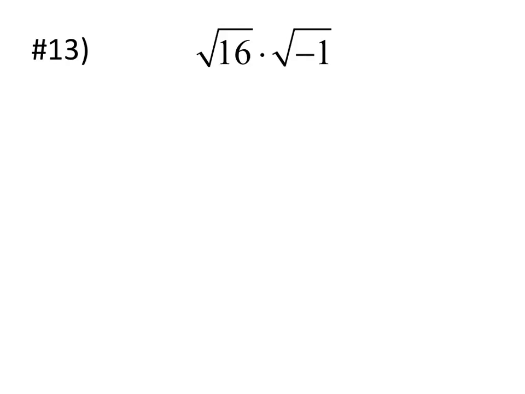Okay, so here we have the square root of 16, which we know is 4, and the square root of negative 1, which we know is i. So when you multiply them together, you just get 4i. All right.